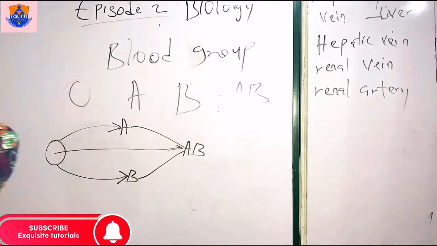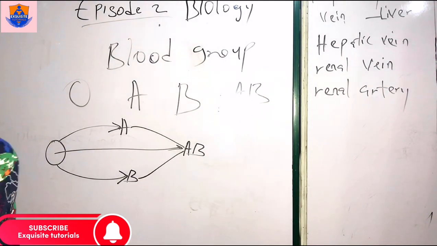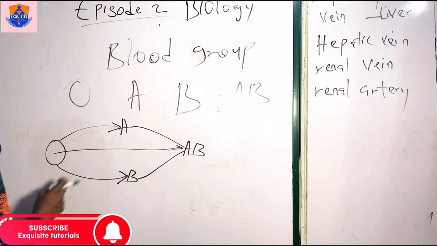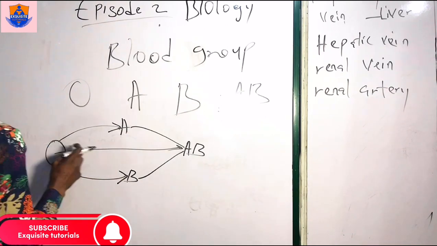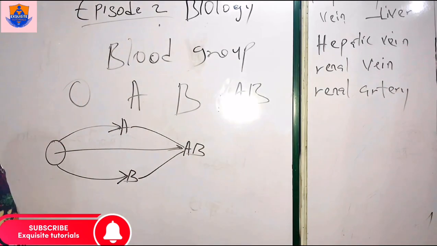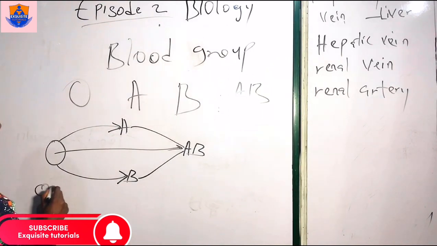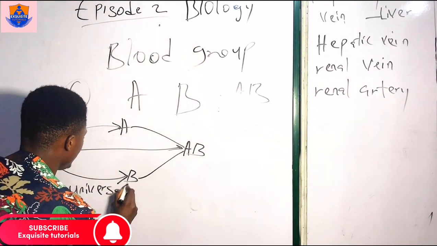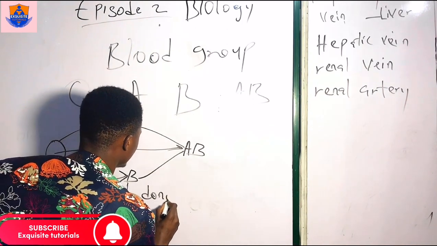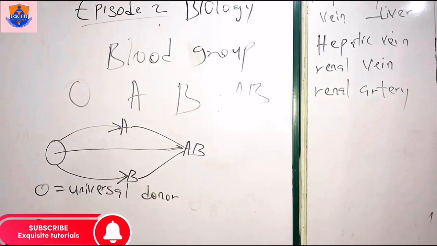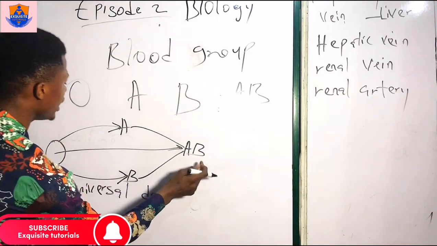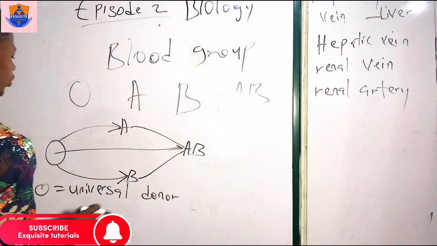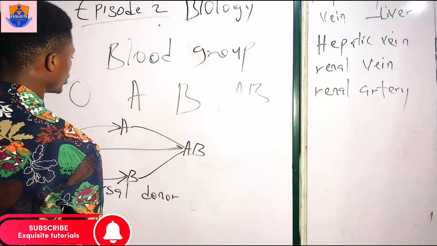Blood transfer. What does this mean? O can donate to A, B, and AB. That is why we call O the universal donor. Universal donor. Now, AB can receive from O, from A, from B, and from AB.